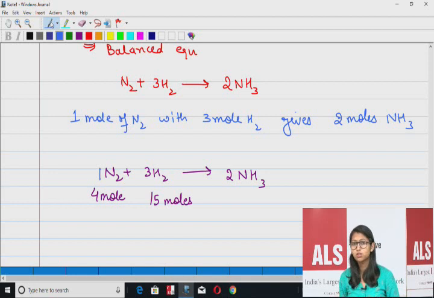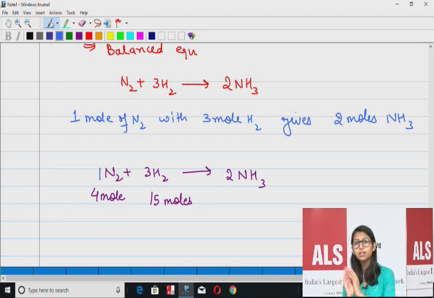I am asking you the question: let's say I want to prepare NH3 at my home. I am putting nitrogen, I am putting hydrogen, but I keep on adding the hydrogen. Hydrogen is in excess quantity. Now you will tell me what factor will decide how much ammonia will be formed? Nitrogen or hydrogen? Exactly. Nitrogen will decide, because I am having it in a smaller quantity.